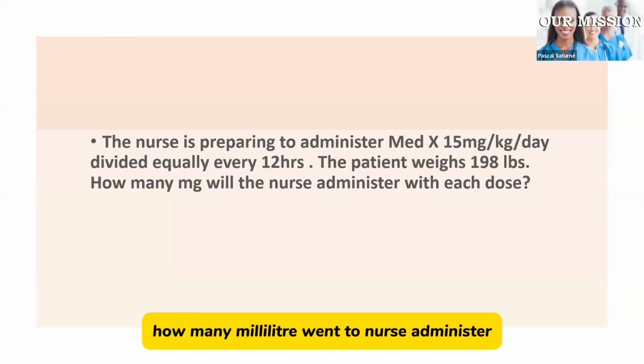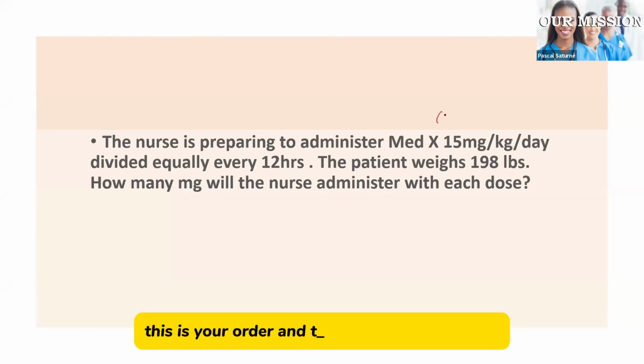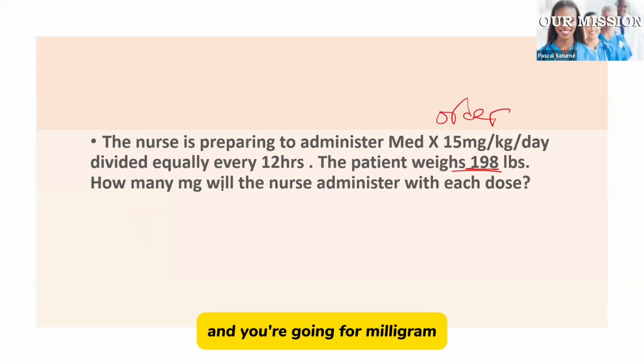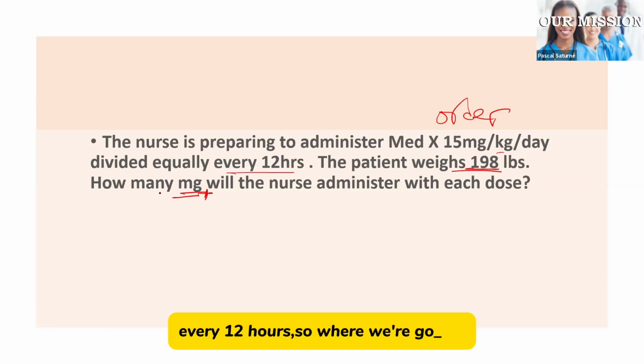The patient weight is 198 pounds. How many milligrams would the nurse administer with each dose? This is your order. And the patient weight is this, and you're going for milligram. Do we need to do any conversion? Yes, because the patient is in pounds and we need to give kilogram per day, divided equally every 12 hours.